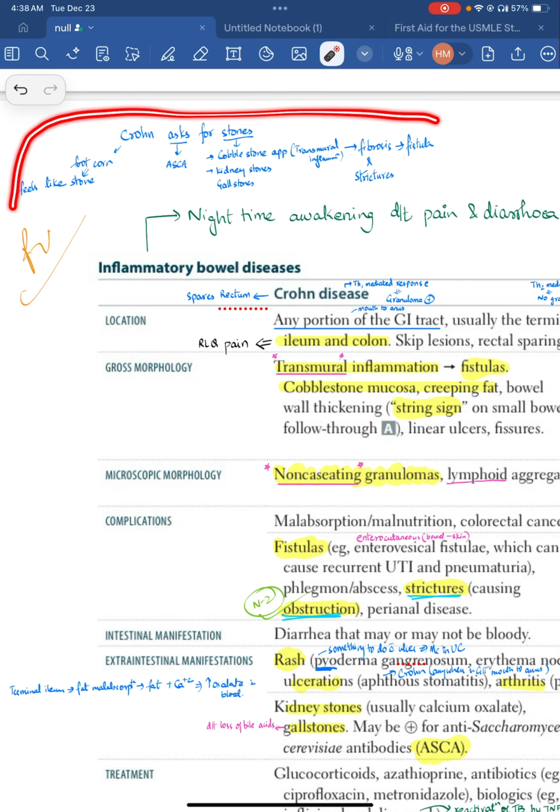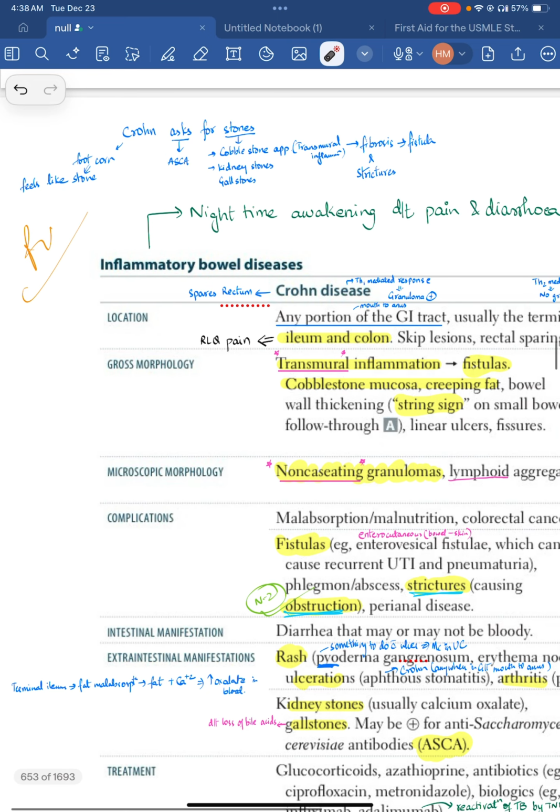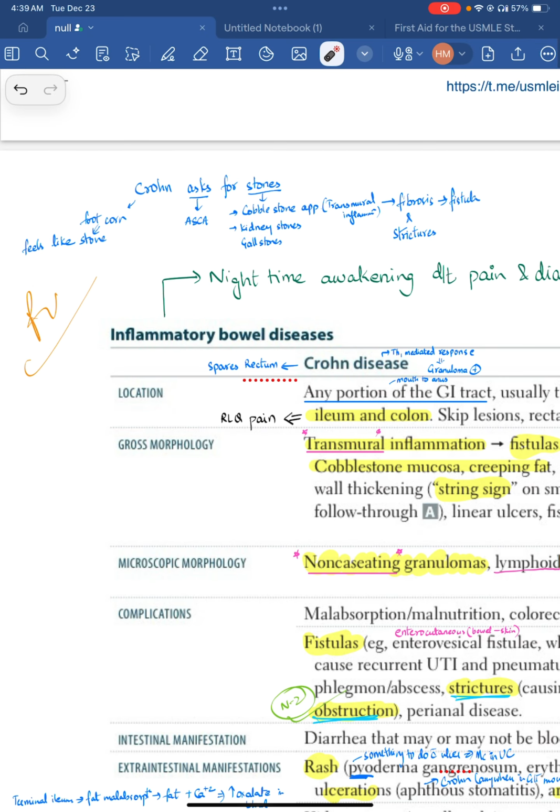It is: Crohn asks for stones. What does Crohn mean? So I relate Crohn to corn. So you have foot corn, it feels like stone, right? The corn which you have on your foot feels like a stone. And what does this stone remind me of? It reminds me of cobblestone. I know this is a bit lame, but I just try to remember it like that. Or you don't have to remember this. Stones is more than enough for that.